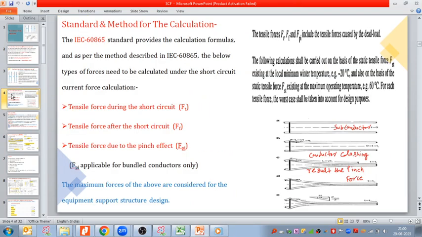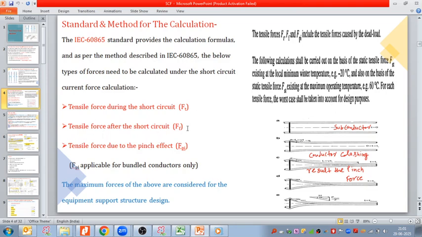Now let us see what we calculate, why we are calculating it, and who is telling us to calculate it. The IEC 60865 standard provides the calculation formula, and as per the method described in 60865, the following types of forces need to be calculated under the short circuit current. First, the tensile force during the short circuit. Second, the tensile force after the short circuit.